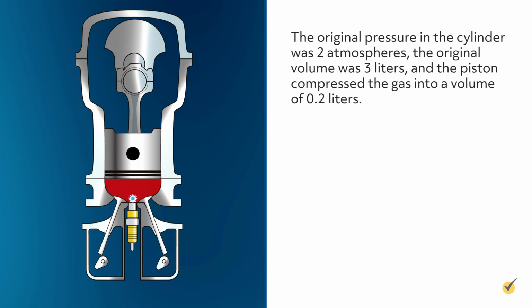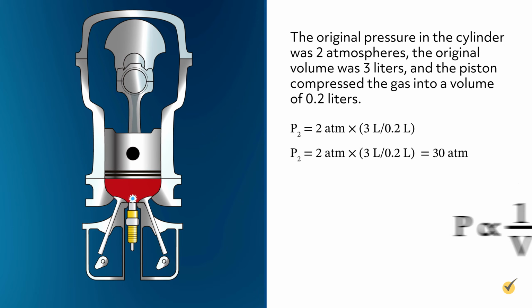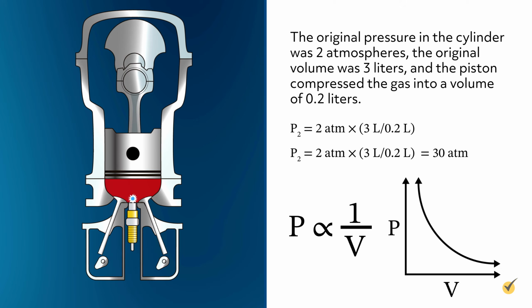Let's say that the original pressure in the cylinder was 2 atmospheres. The original volume was 3 liters, and the piston compressed the gas into a volume of 0.2 liters. We can solve the equation for P2 equals P1 times V1 over V2 by plugging in our numbers. This gives us our numerical answer, which is 30 atmospheres. Note that because the volume went down, the pressure went up, confirming the inverse nature that Boyle identified.